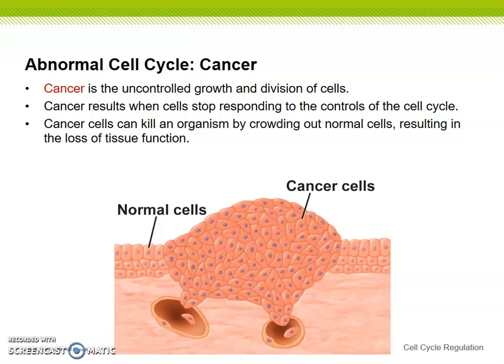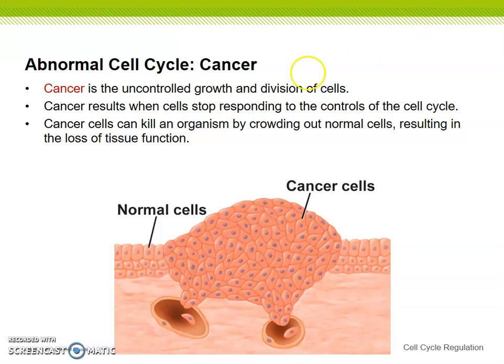Abnormal cell cycle often results in cancer. Cancer is the uncontrolled growth and division of cells. Cancer results when cells stop responding to the controls of the cell cycle, so they stop listening to those checkpoints. Cancer cells can kill an organism by crowding out normal cells, resulting in the loss of tissue function.